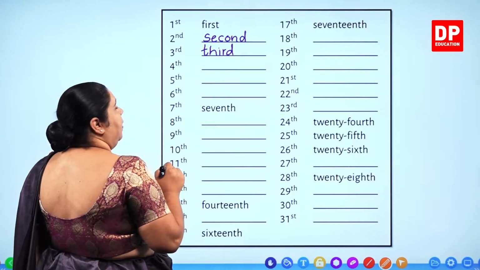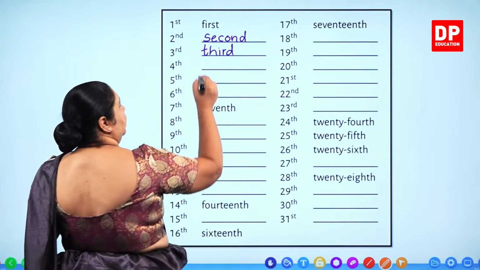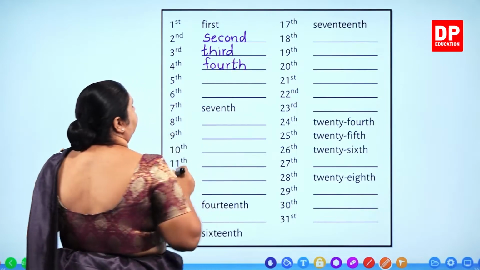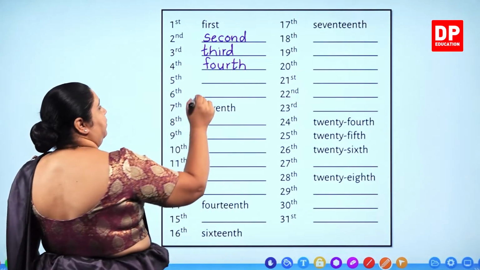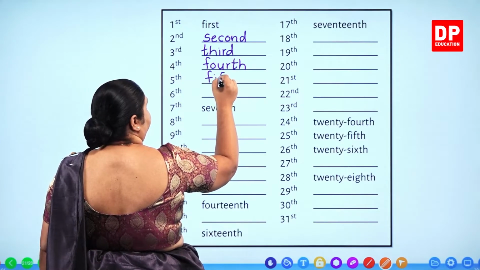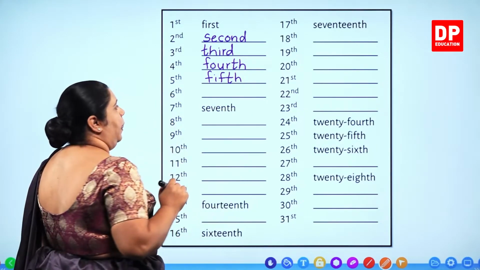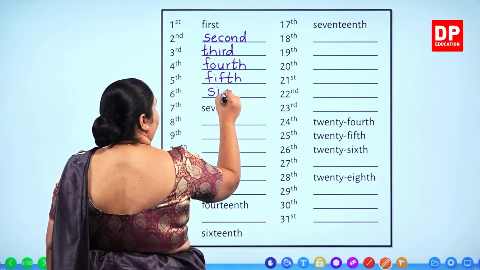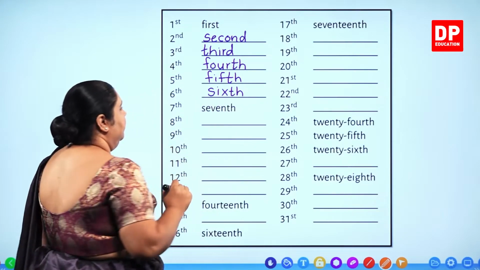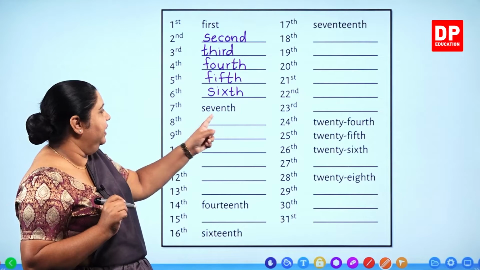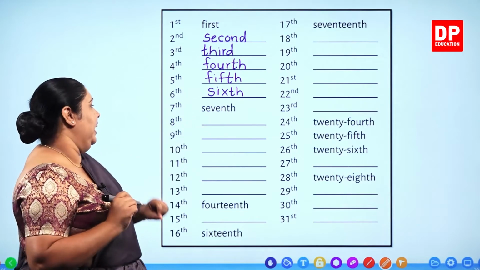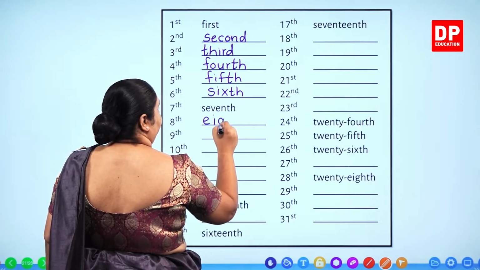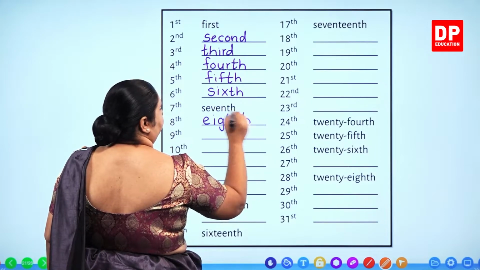Third, that is number 3, we say third, T-H-I-R-D, third. Fourth, number 4, we say fourth, F-O-U-R-T-H, fourth. Number 5 becomes fifth, F-I-F-T-H, fifth. Number 6, that becomes sixth, S-I-X-T-H. 7, here we have seventh, S-E-V-E-N-T-H. Then we have 8, E-I-G-H-T-H.